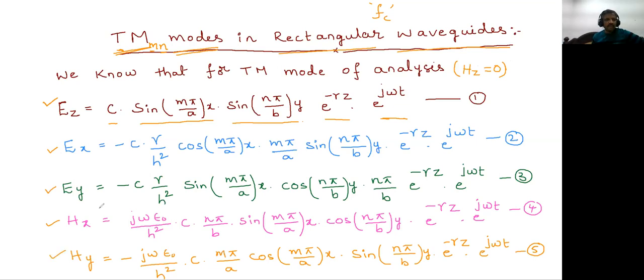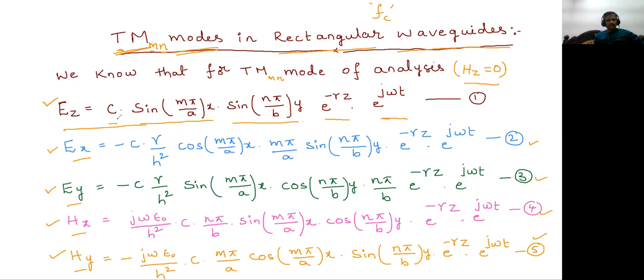So in the previous lecture, we have already calculated EX, EY, HX, HY in terms of EZ and HZ. After that, we will substitute HZ equal to 0 in that, so we will have only EZ. And this EZ expression, if we substitute in those expressions of EX, EY, HX and HY, we will get all these second, third, fourth and fifth equations. If you really want to prove which mode will be existing for this transverse magnetic mode of analysis, you should definitely remember all these five components.